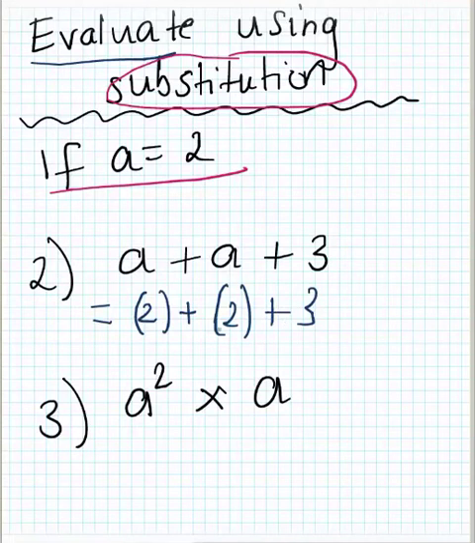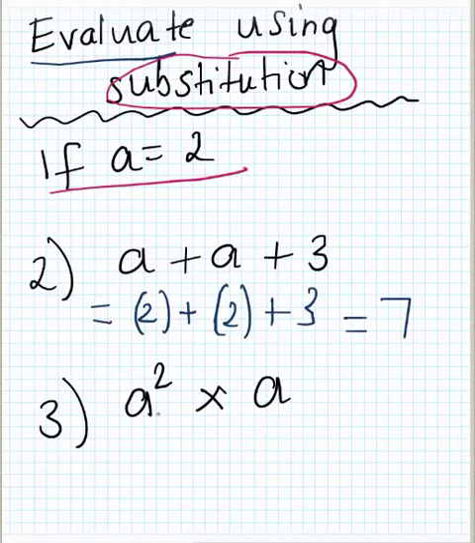The brackets have to be there, but like I said, it's important to know that we have to actually use brackets when using substitution. And sometimes it makes a big difference. For this one, it didn't. So 2 plus 2 is 4, and 4 plus 3 is 7. And that's our answer for question 2.